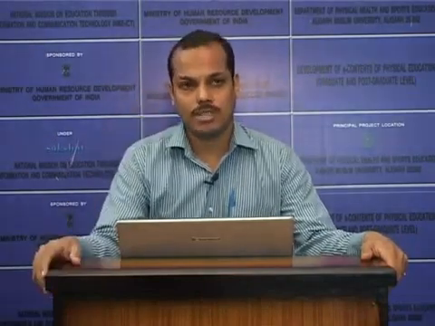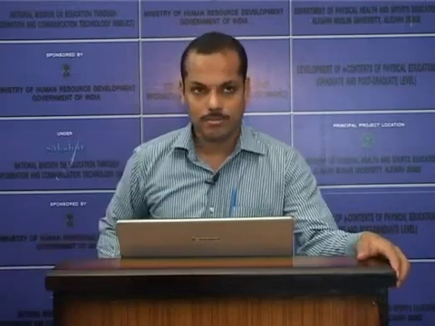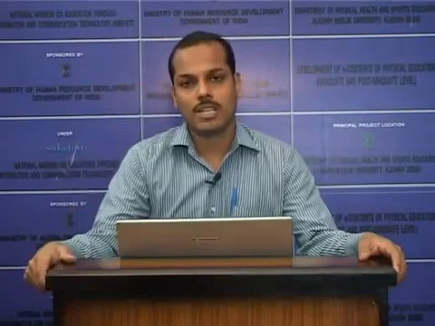Now, there is another term called exteroreceptors. Exteroreceptors are the receptors which send information from the immediate external environment. Examples are touch, pain, heat and cold receptors. Telereceptors are the receptors where the origin of the stimulus comes from a far distance. Examples are vision and hearing. These are the telereceptors.